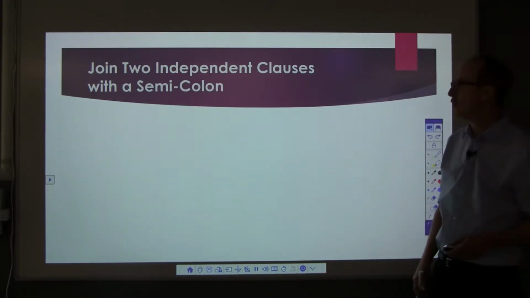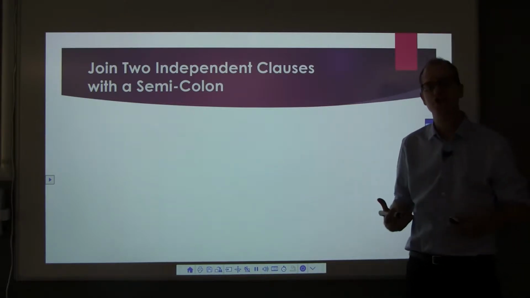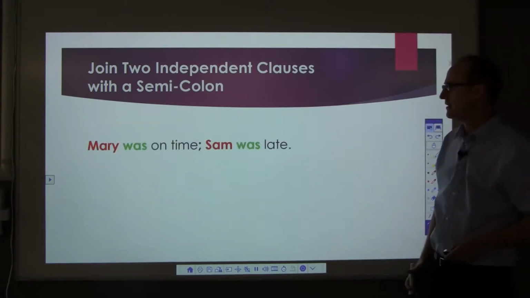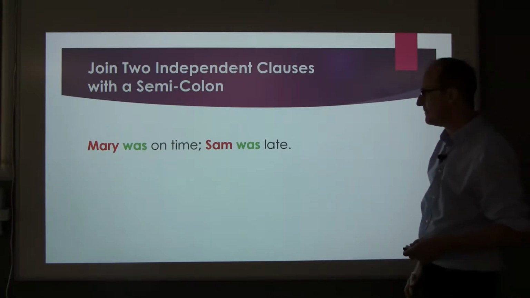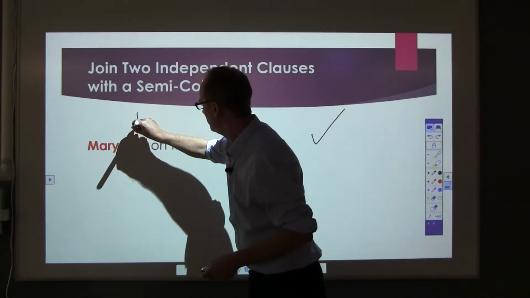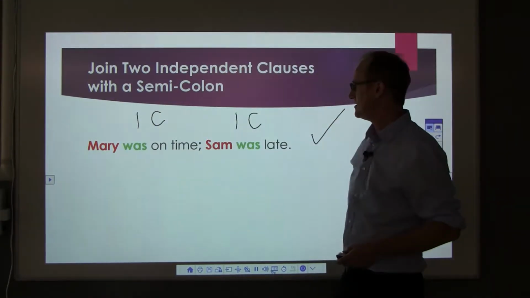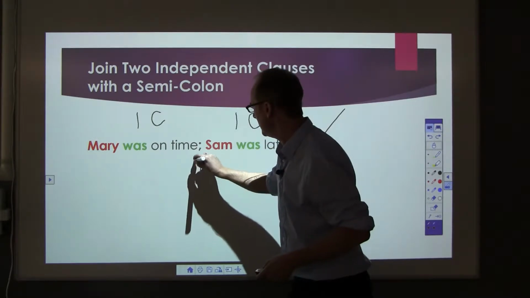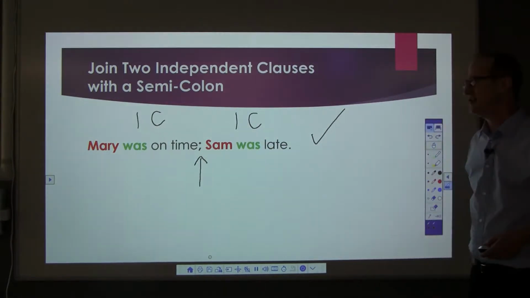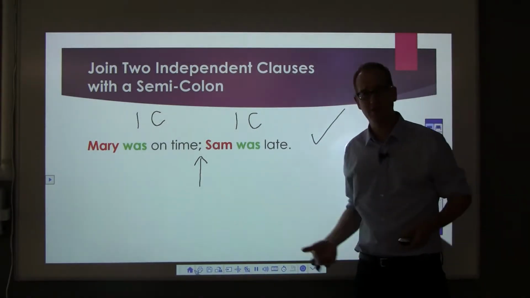Another way is to join the two independent clauses with a semicolon, which acts very much like a period. Okay, Mary was on time, semicolon, Sam was late. This is good. We have one independent clause, Mary was on time, another one, Sam was late, and we've inserted here a semicolon to join them into the same sentence. Okay, so in essence, it kind of works like a period.